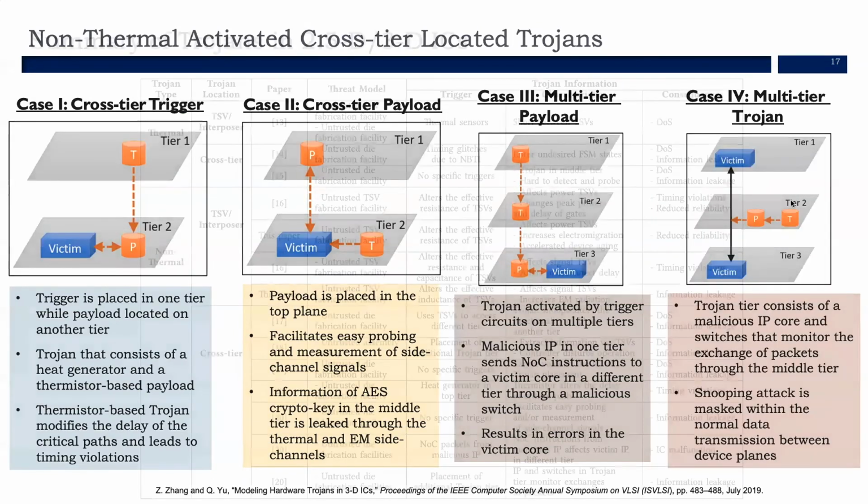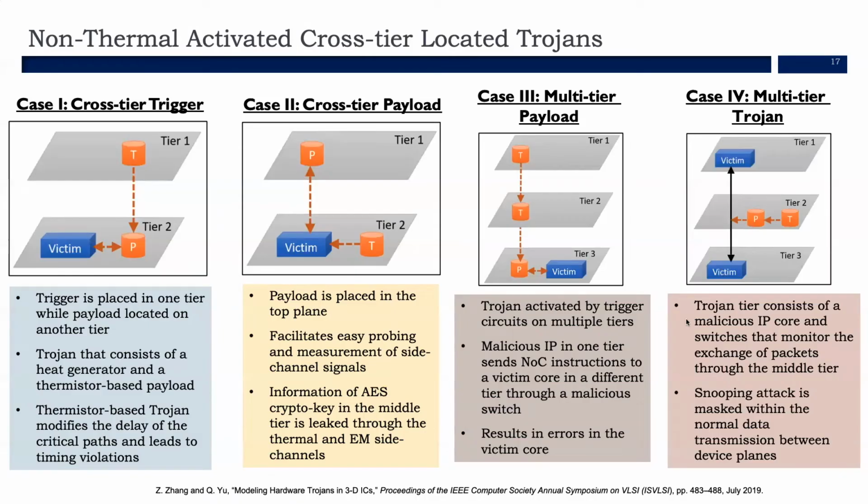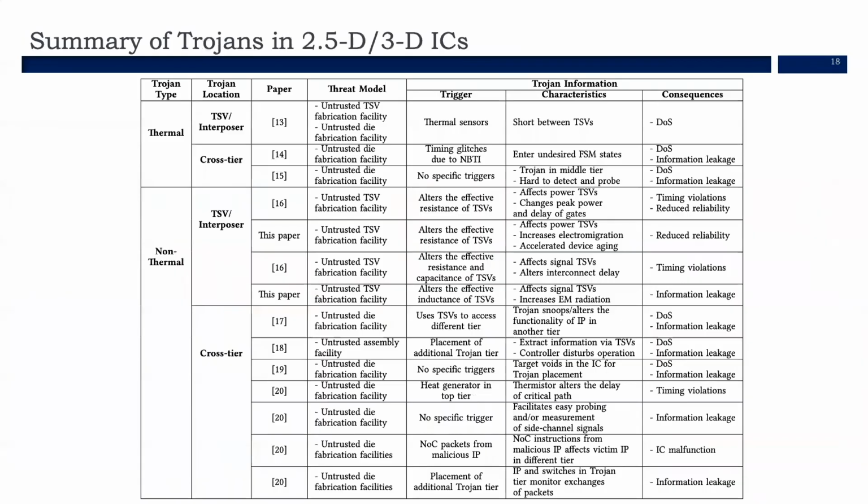And the fourth one is multi-tier based Trojans, where the Trojan tier consists of a malicious IP core and switches that monitor the exchange of packets to the middle tier. This results in a snooping type of attack to determine the secret AES encryption keys. So this is the brief summary of the Trojans present in the 2.5D and 3D ICs, and further information can be found in the paper.